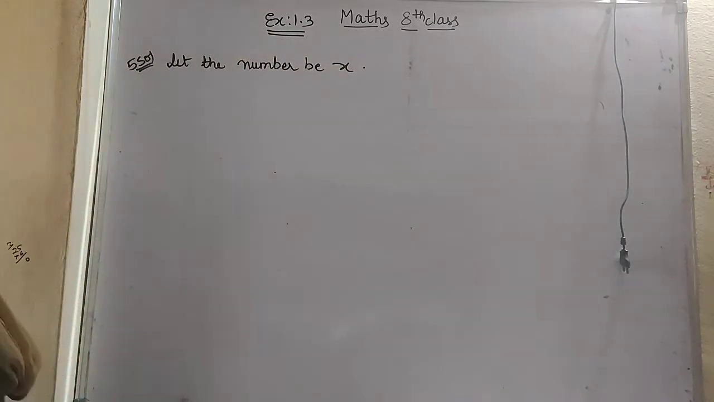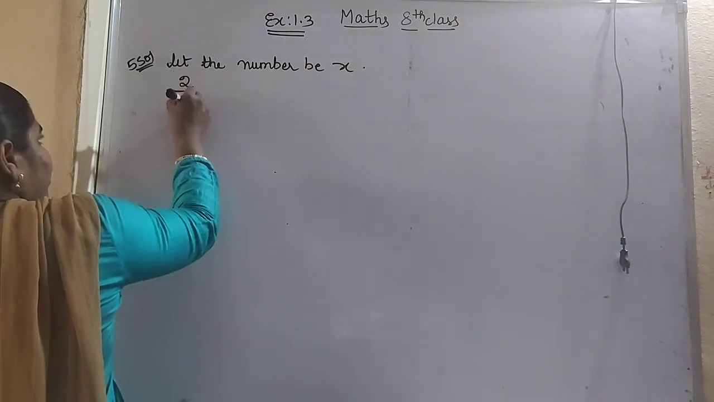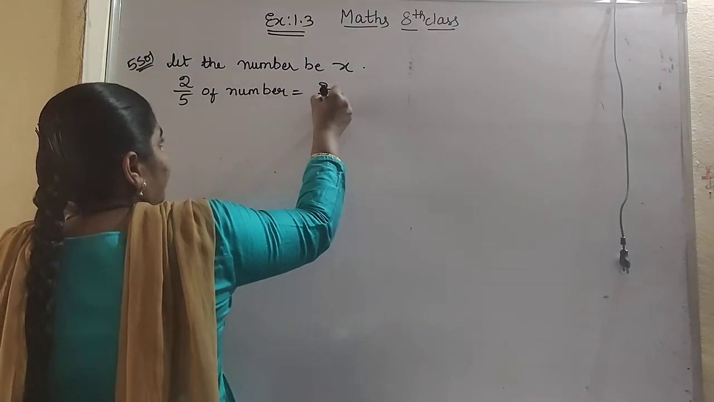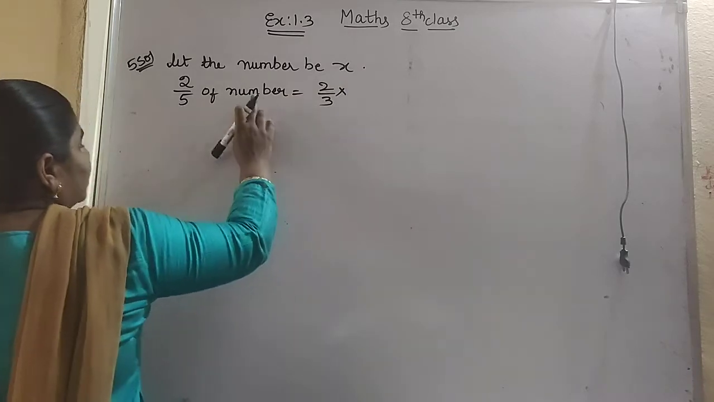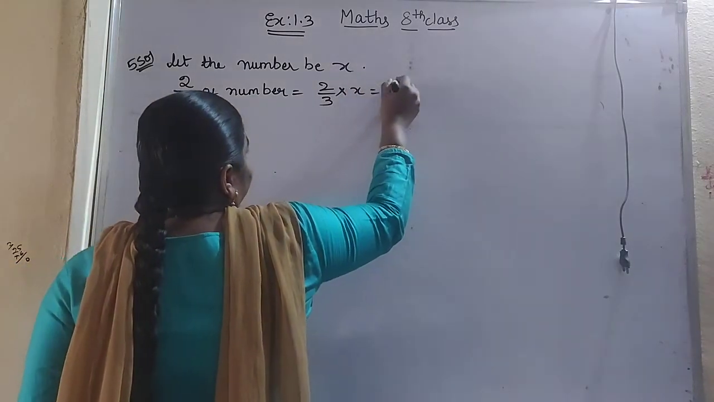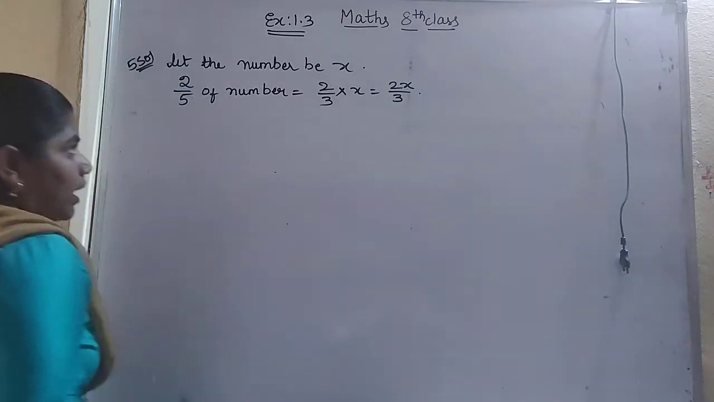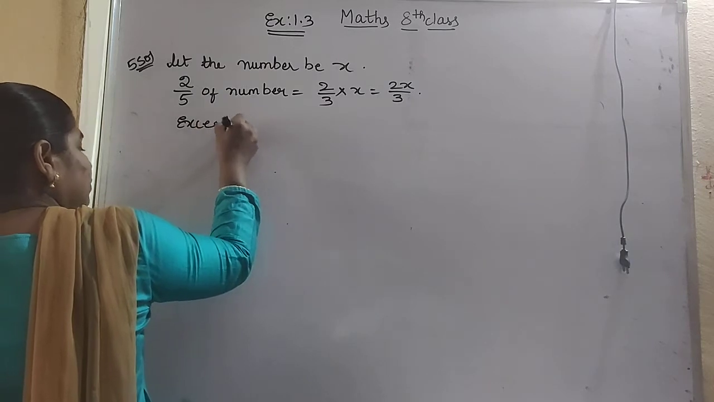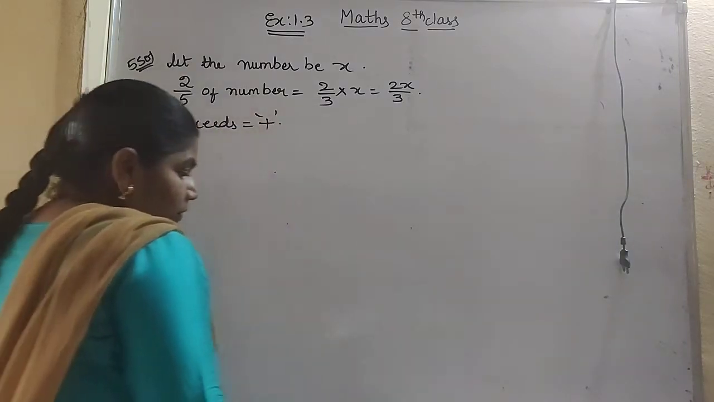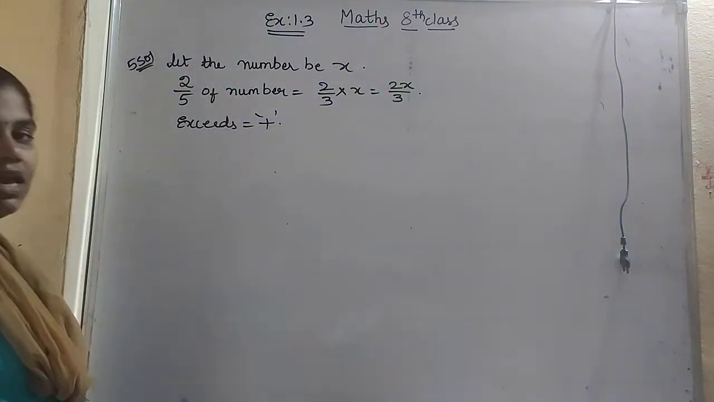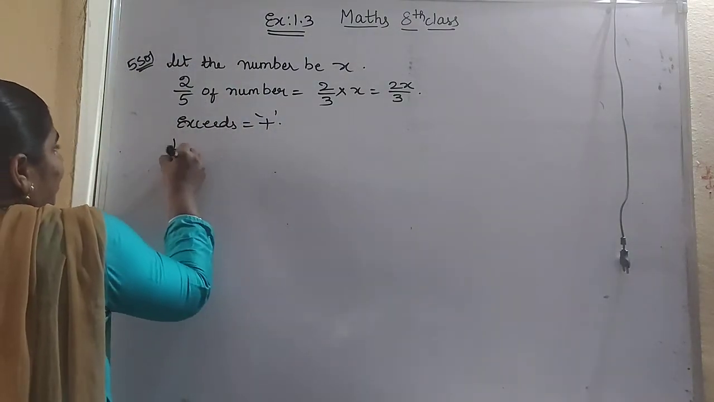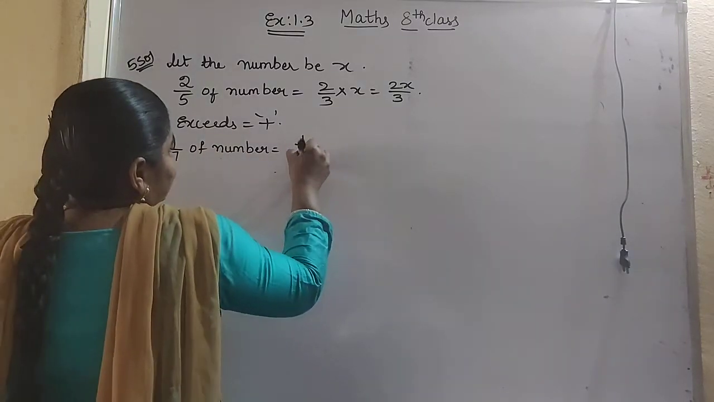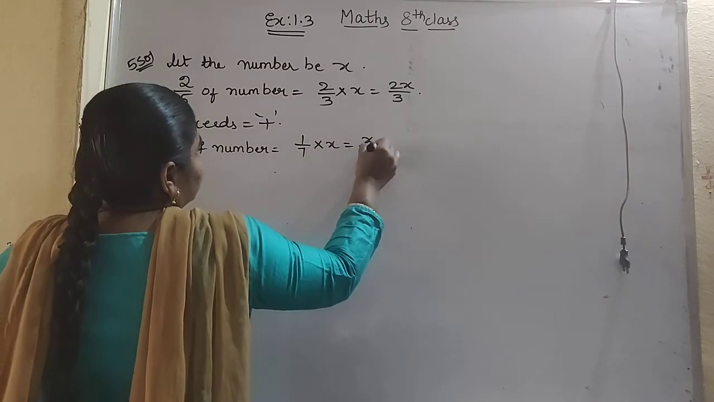x and 2 by 5 of a number. What do you mean by 2 by 5 of a number? 2 by 5 of is nothing but multiplication, and the number is nothing but x here. That will be 2x by 5. And exceeds is nothing but plus symbol, and exceeds 1 by 7 of the same number by 36. So 1 by 7 of a number means 1 by 7 into x, that will be equal to x by 7.